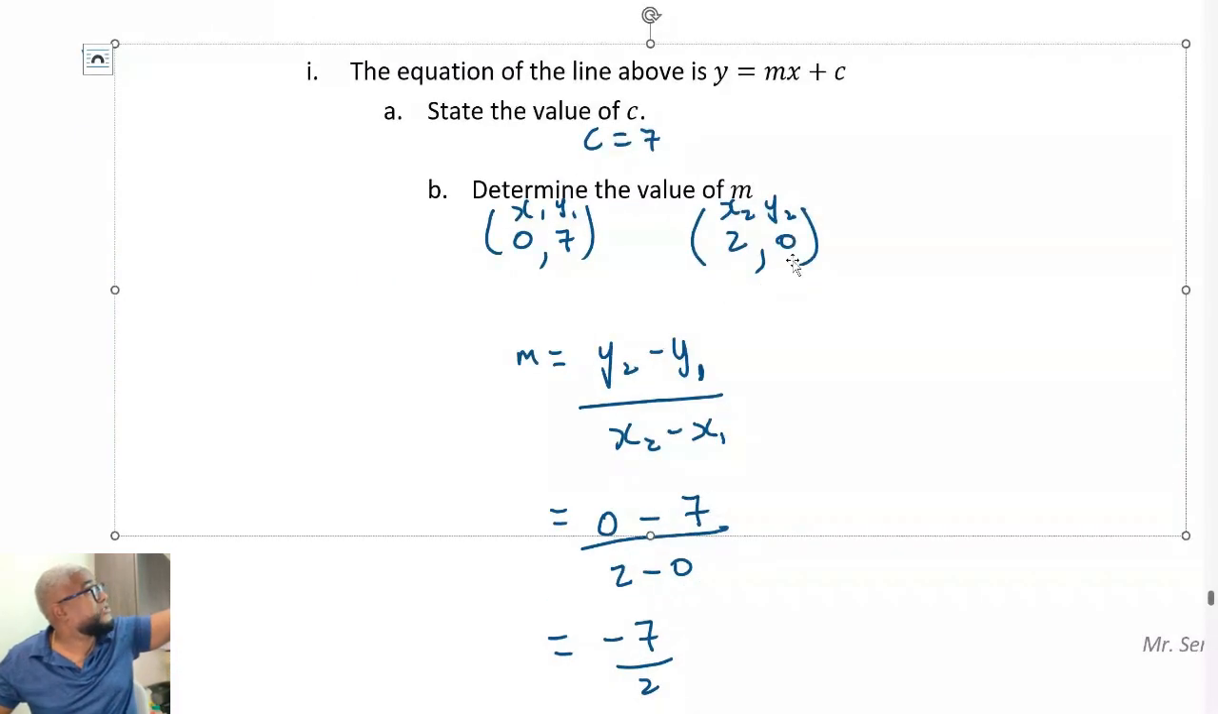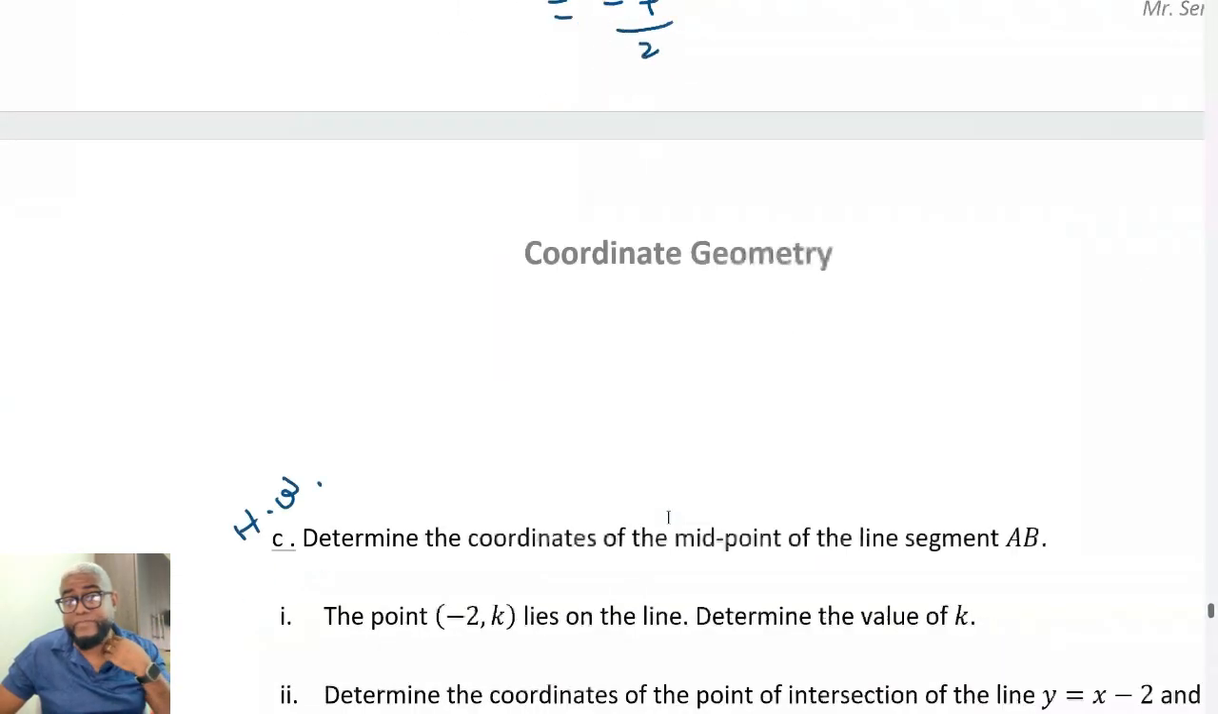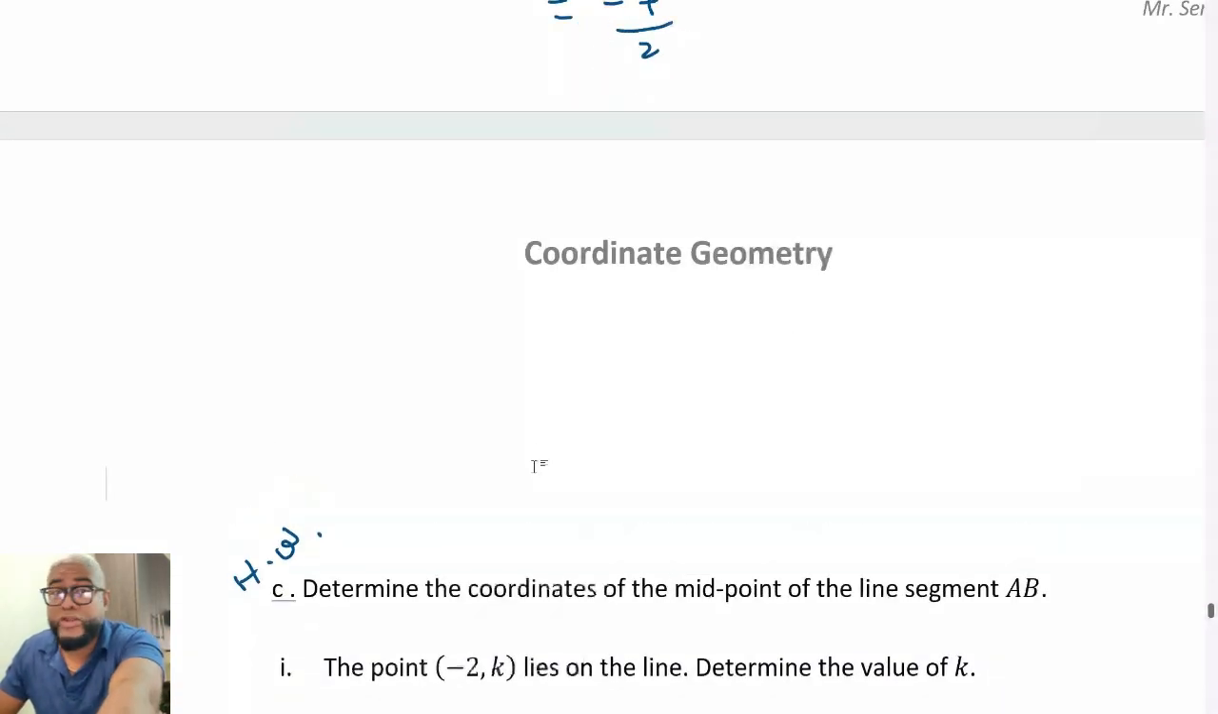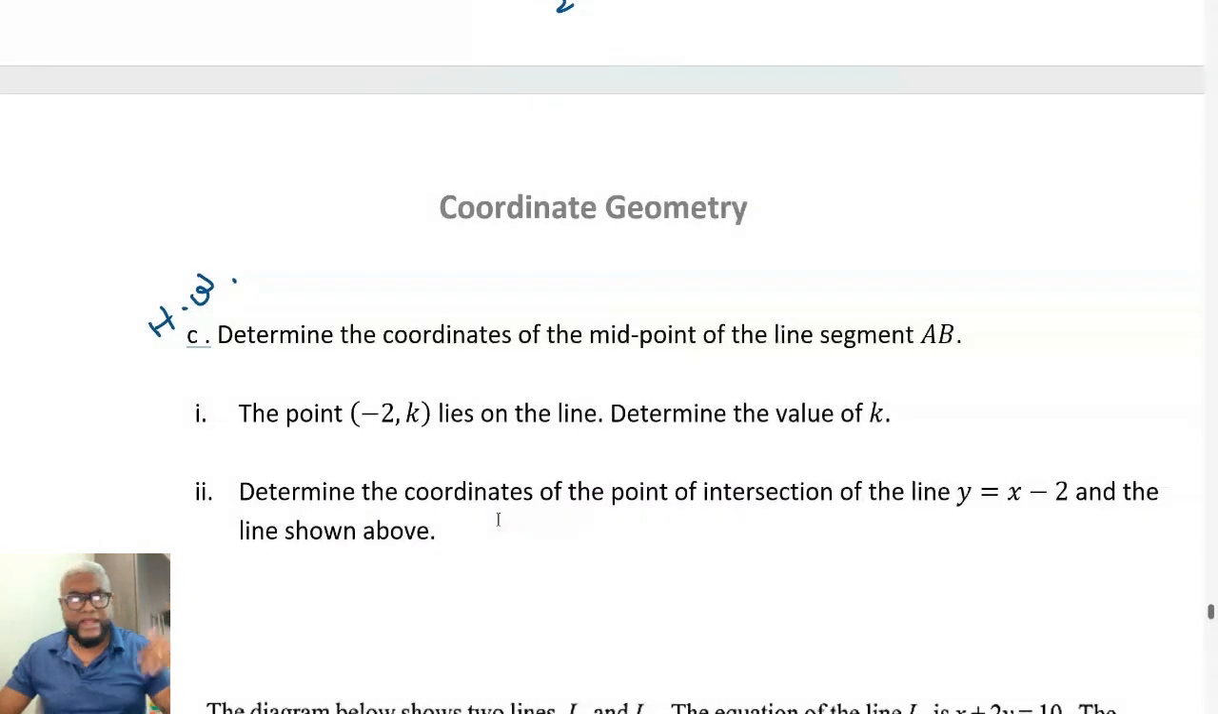Right. y2 is 0, y1 is 7. Plug it in, you get negative 7 over 2. That is my gradient. Once you're dealing with gradient, I told you all to leave your gradient as a fraction, right, Yuvraj? Okay, right, so we go in. This was the only homework you all had, and I did it like that because I think a lot of you all had exams this week, right?